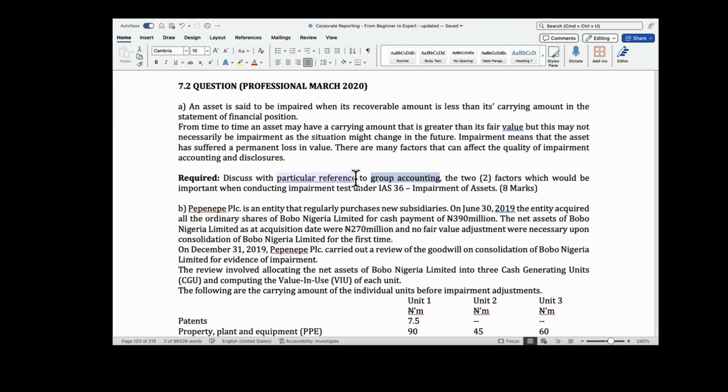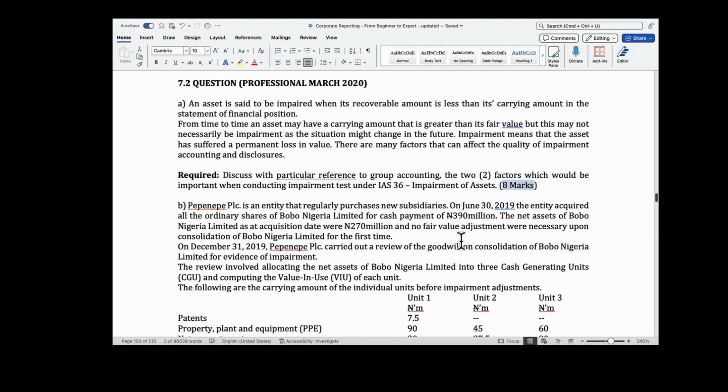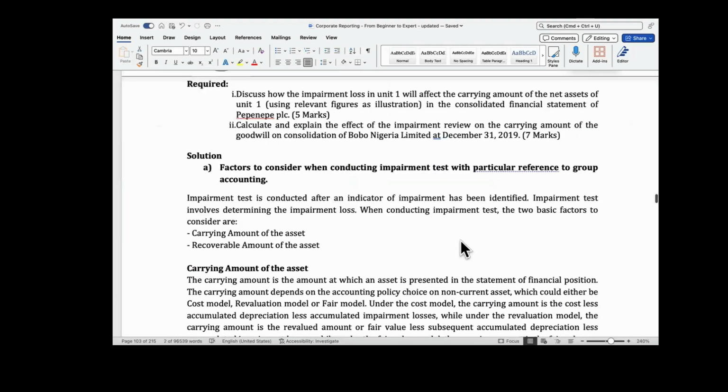Then for recoverable amount, you need to tell the examiner that recoverable amount is the higher between fair value less cost to sell and value in use. Then you explain what fair value is. You explain what value in use is. Then you tell them that the fair value of a group is that of the addition of the parent and the subsidiary. The value in use of a group is the value in use of the parent and that of the subsidiary combined. Then that will have earned you 8 marks. I have the solution here for you, so you can just read it up. It's all here, all for you.